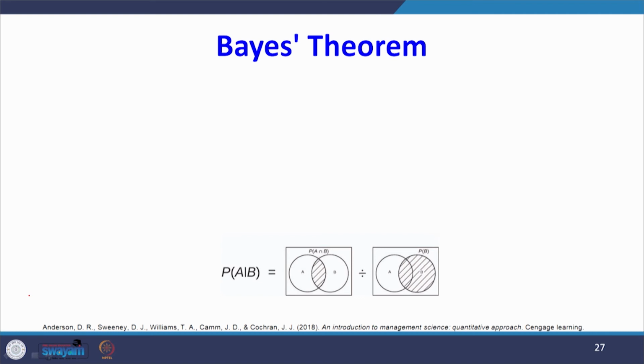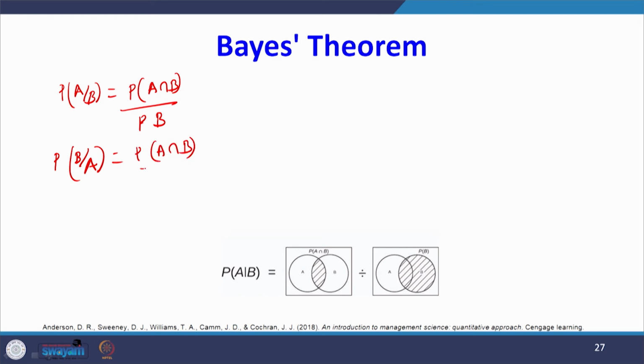Dear students, I am going to recollect your knowledge on conditional probability. After that, I will explain how the Bayes theorem can be used for finding the branch probability. So, we know that P of A given B can be written as P of A intersection B divided by P of B. Suppose I want to know P of B given A. This can be written as P of A intersection B divided by P of A.